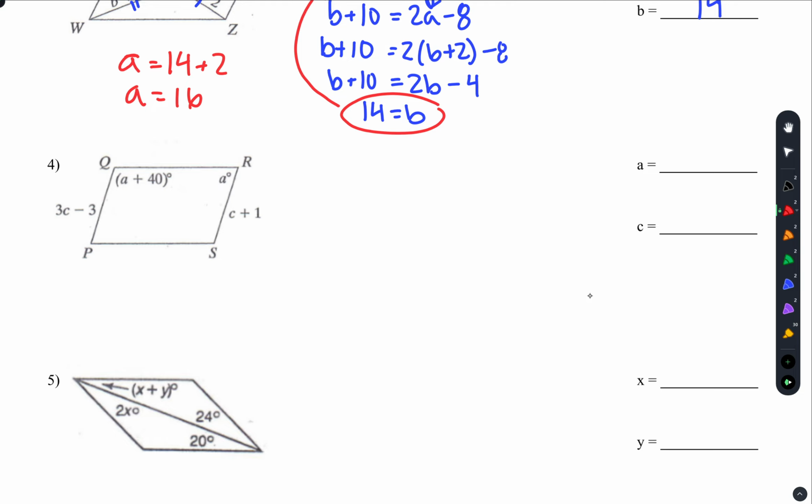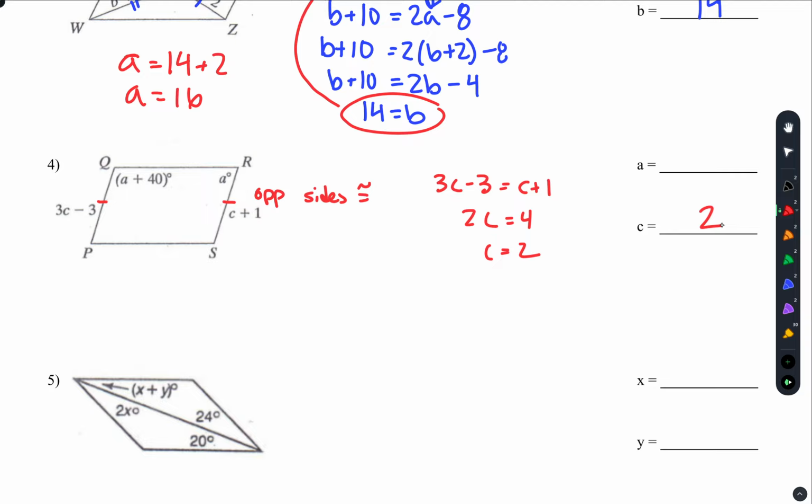What do we think about number 4? Properties, what do we got? There's one that's probably the easiest because we just did one like this. What about those C's? How can I set up to find C? Dahlia? Yeah, opposite sides are congruent for C. So I can literally set up 3C minus 3 equals C plus 1, or 2C equals 4, C equals 2.